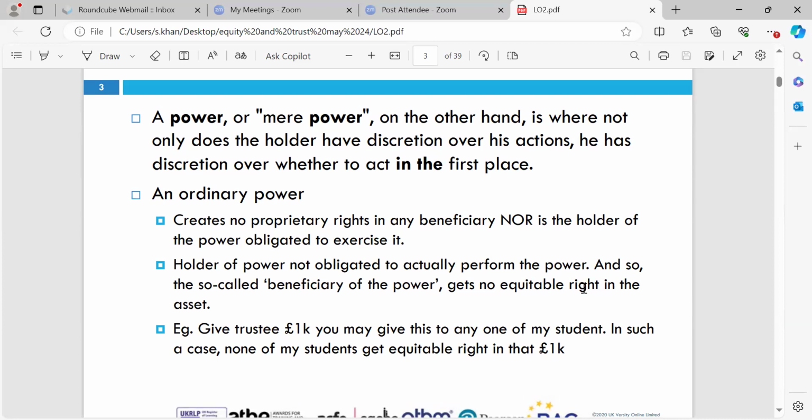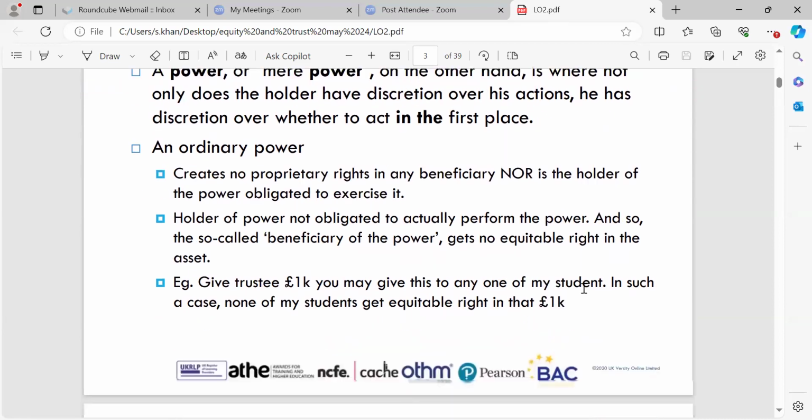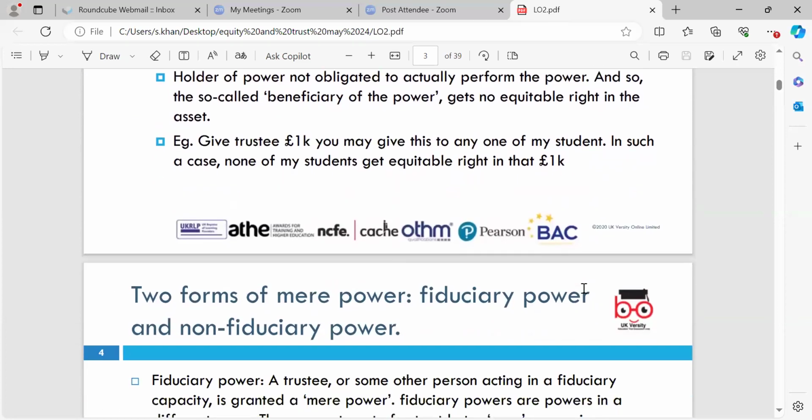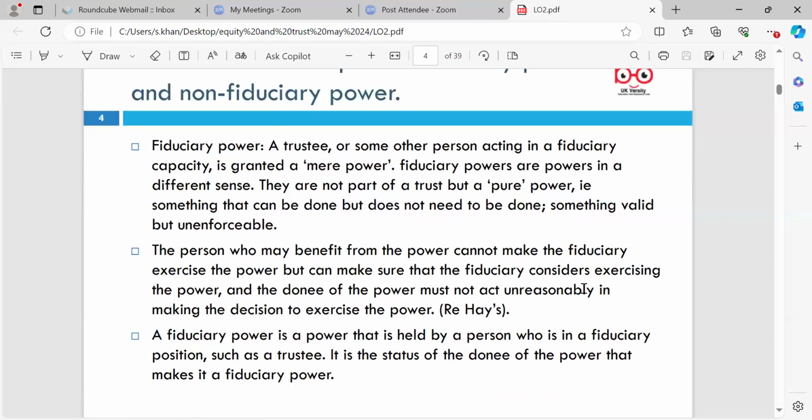An example: give the trustee 1K, you may give this to any one of my students. In such a case, none of the students get an equitable right in that 1K. There are two forms of mere power, fiduciary and non-fiduciary power.